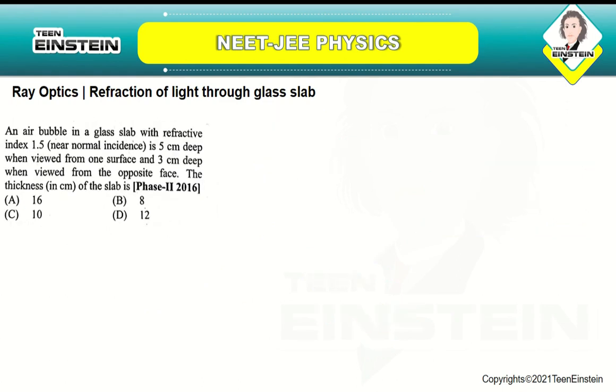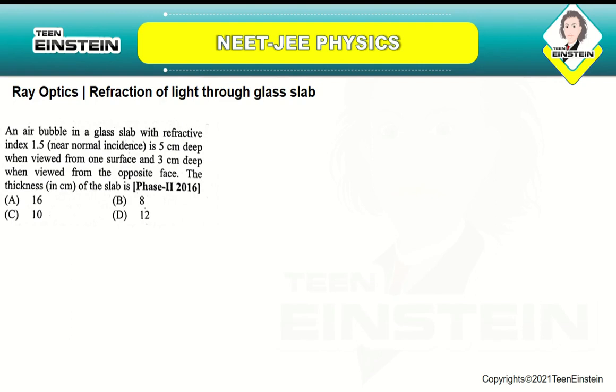Okay. Let us now move on to the next question. An air bubble in a glass slab with refractive index 1.5 near normal incidence is 5 centimeter deep when viewed from one surface and 3 centimeter deep when viewed from the opposite face.